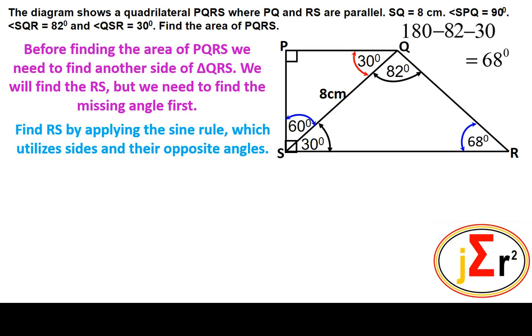Find RS by applying the sine rule, which utilizes sides and their opposite angles, or we may even say angles and their opposite sides. The sine rule specializes in triangles. Generally, we use the sine rule when the triangle is not right angled. The sine and the cosine rules are used when the triangle is not right angled. However, the sine rule is used specifically when we have a known side and a known angle that are opposite to each other.